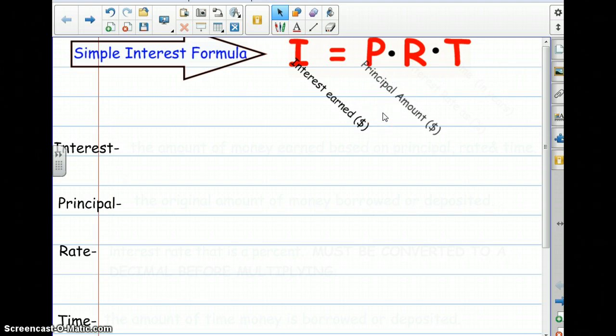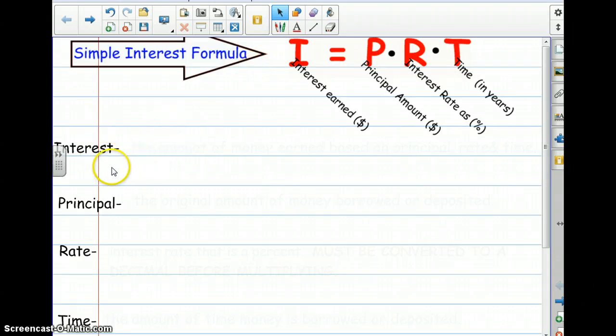The P in this case stands for principal amount. Principal amount is also a dollar amount. It's the amount that you start with. And then the R in this case stands for interest rate. And notice I put it as a percent. It's usually given to you as a percent. And we know that when we multiply percents by anything, we first have to convert that percent to a decimal. And then last in our formula is the T, and that stands for time. And since time can be measured in multiple ways, in this case, we want it to be measured in years.